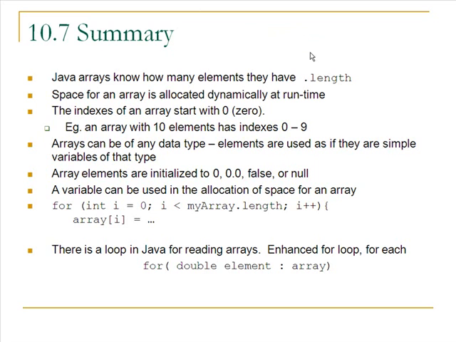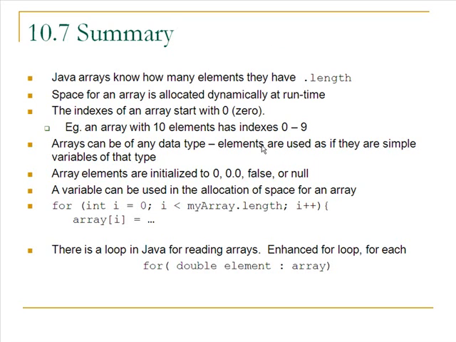The space for an array, the elements in an array, is allocated at runtime. So this is dynamic memory allocation. That allows you to determine at runtime how much space you need. The indexes of an array always start with 0. So if you declare an array of 10 elements, you can access the elements with indexes 0 through 9. It's a very common bug to try and access the array sub 10 when it isn't there, because you have to start counting with 0.